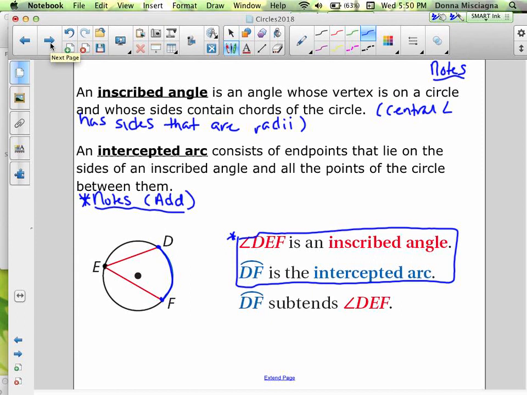All right, so here we have angle DEF is the inscribed angle, and then arc DF, which is between the angle. So right here, if we follow the sides of the angle, notice that that arc is between the sides of the angle. So angle DEF is the inscribed angle because it has the vertex on the circle. Its sides are formed by chords. And DF is the intercepted arc. It's where the chords intersect the circle. Okay? So point E is the vertex.